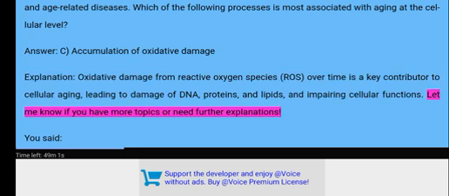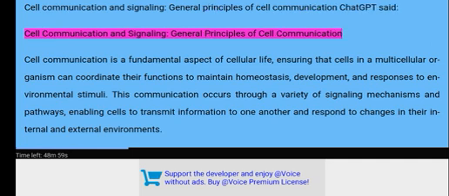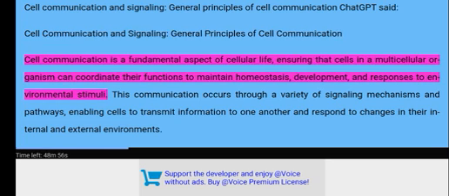Let me know if you have more topics or need further explanations. You said: Cell communication and signaling, general principles of cell communication. ChatGPT said: Cell communication and signaling, general principles of cell communication.